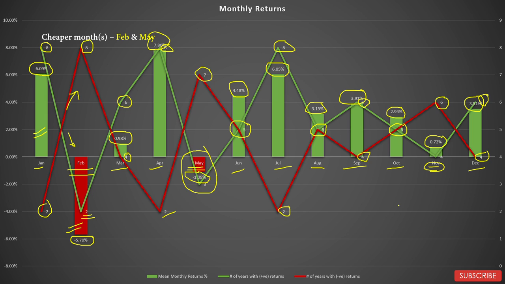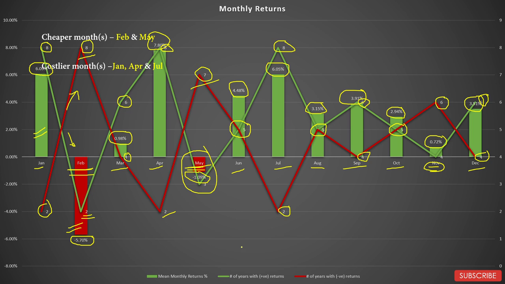Cheaper months: February and May. So clearly February with minus 5.70% average returns and May with minus 1.09% average returns. February with 8 negative years, whereas for May, this sector has given negative returns 7 times out of the last 10 years.